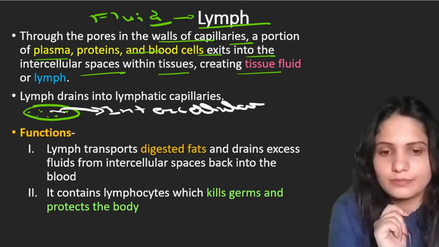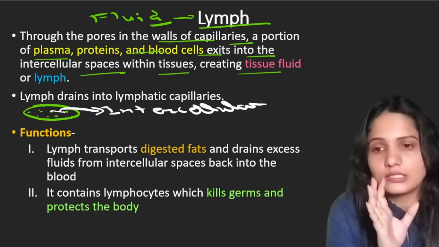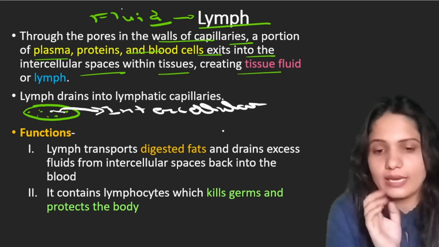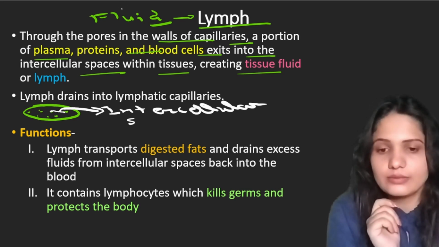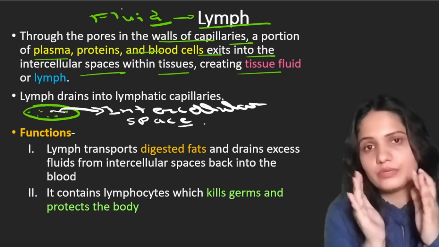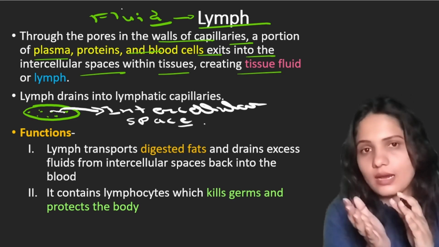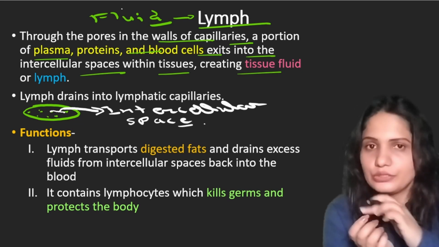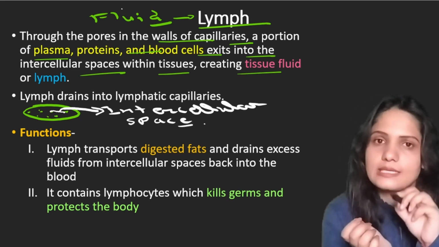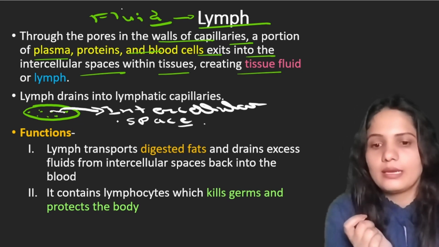Intercellular space. The intercellular space is the space which is present between the cells. Okay, this is intercellular space. Intercellular space is the space that is present between the cells inside a tissue. Cells are present in a tissue, and the space between those cells is known as intercellular space.